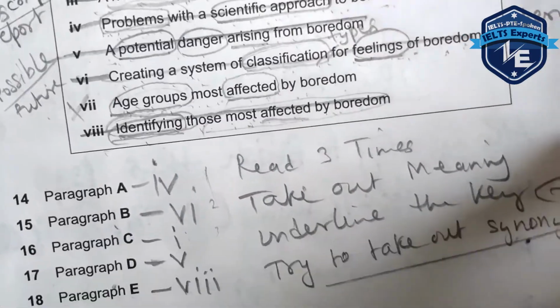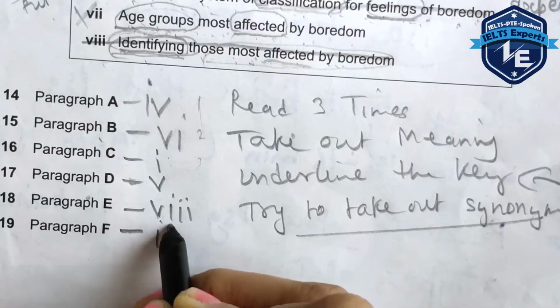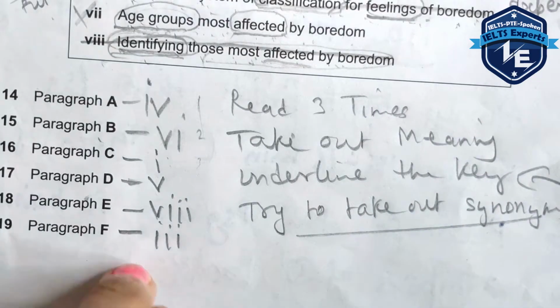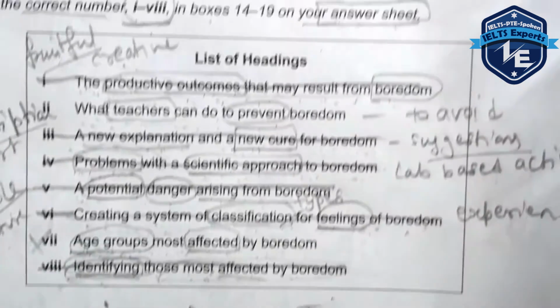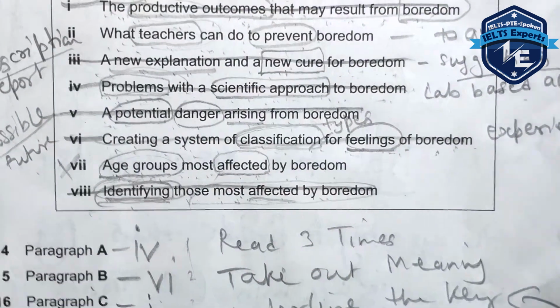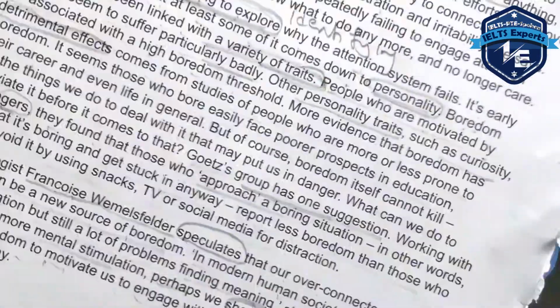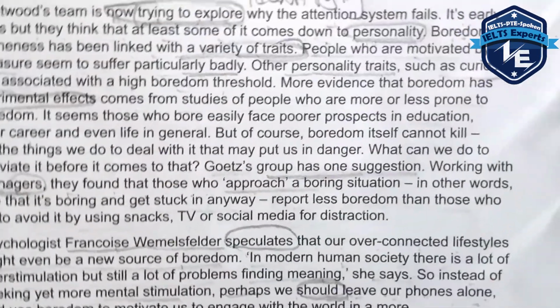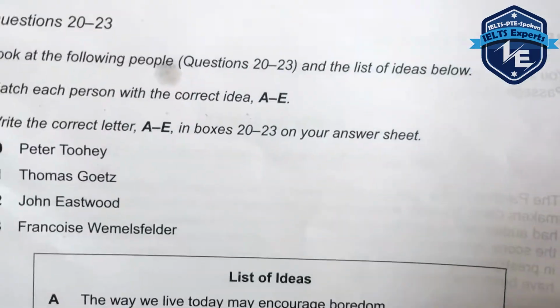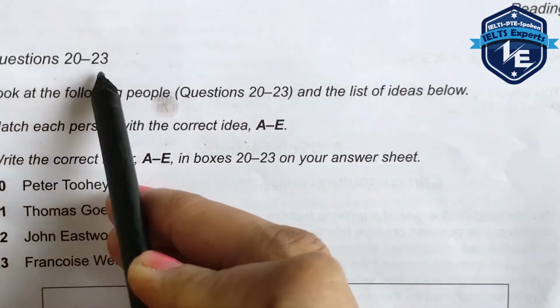Yes. Let's write it here. What is it? It is number three. See, in this way very easily we have solved this list of headings. Okay, let's move on to the next type of questions we have. Yes, we have this kind of questions. Let's look at questions 20 to 23.